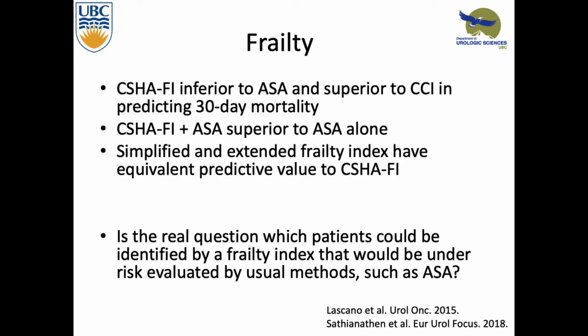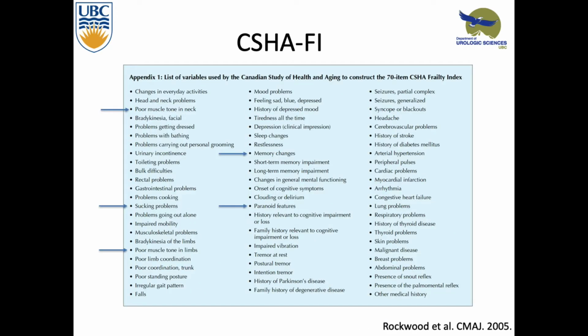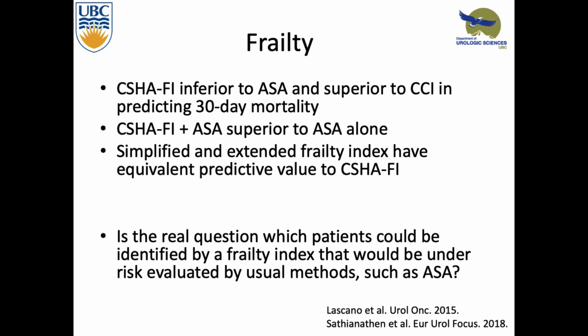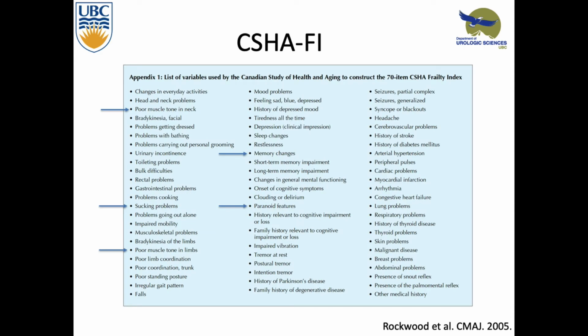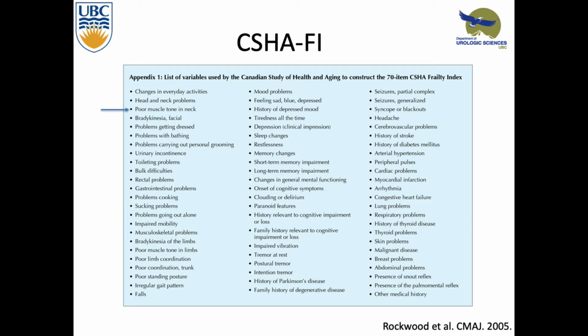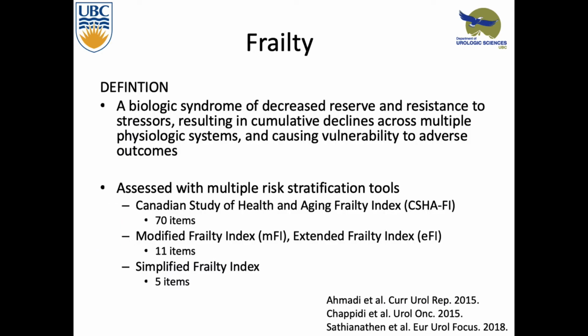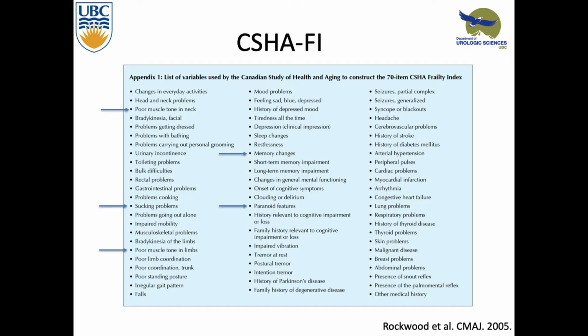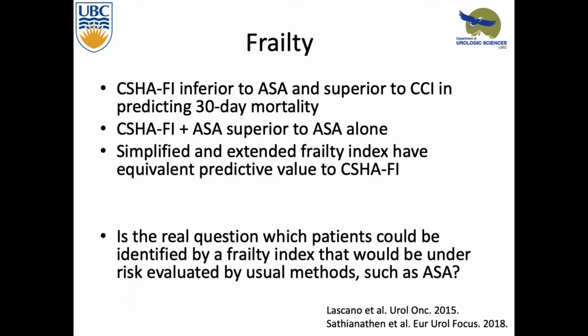A study that looked at the frailty index versus ASA found that it was actually inferior to ASA. We have a 70-point checklist that's worse than ASA, and it was superior to the Charlson Comorbidity Index for predicting 30-day mortality. But it just shows that sometimes these big lists don't actually really help us very much. It showed also that some of the smaller lists, the 5 and 11 item lists, are actually as good as the 70-point list. So there's still a lot of room to improve.